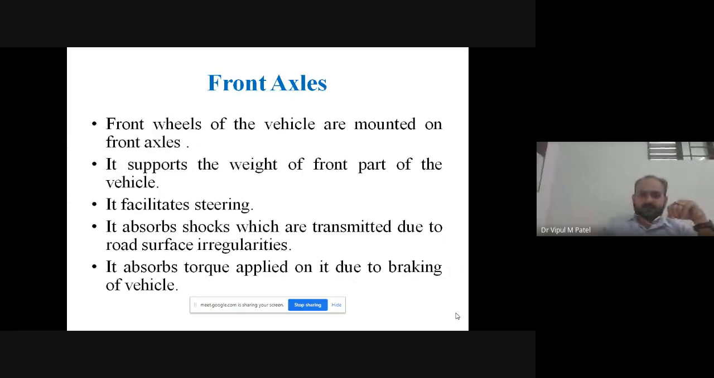But now it supports the weight of the front part of the vehicle only. It facilitates the steering also, because steering is always on the front axles. It absorbs the shocks which are transmitted due to the road surface irregularity.